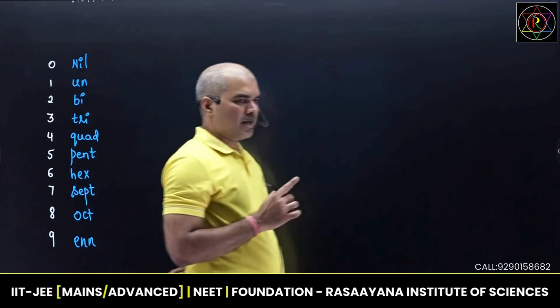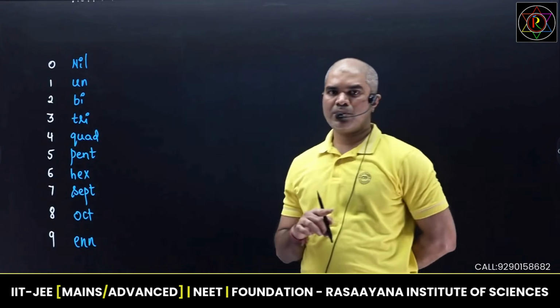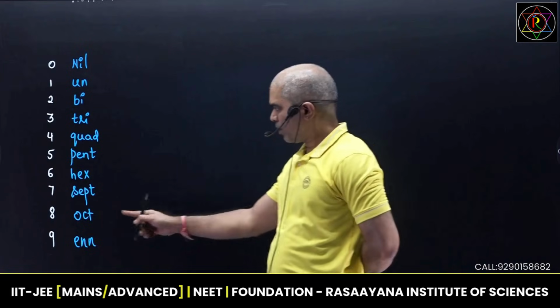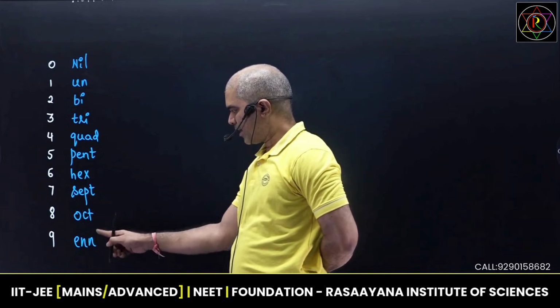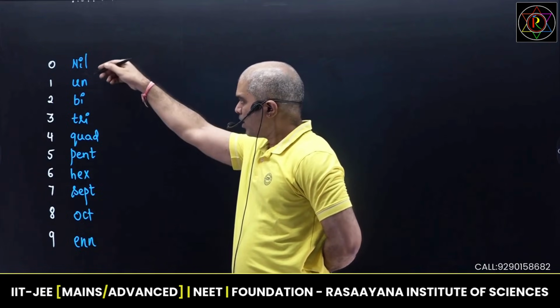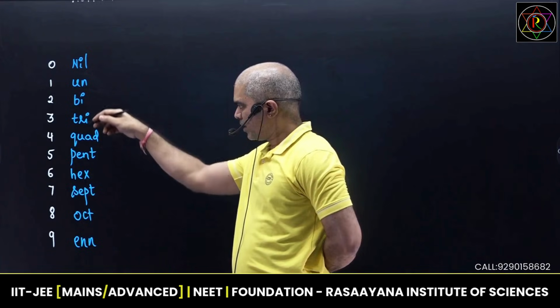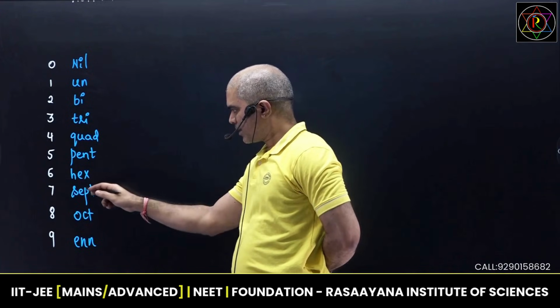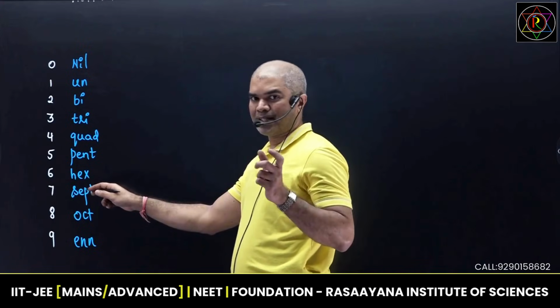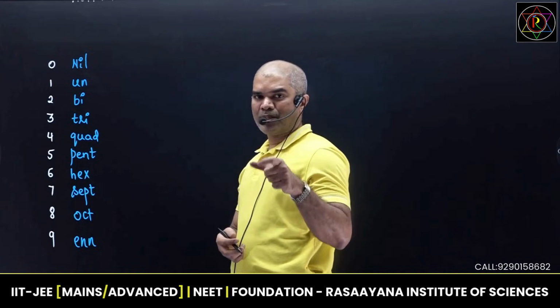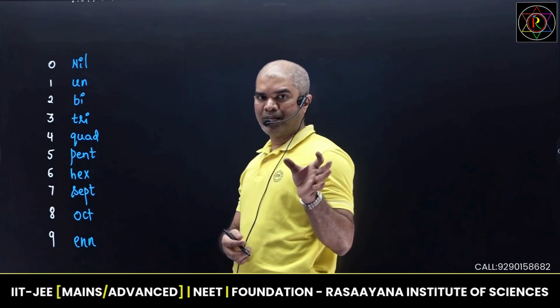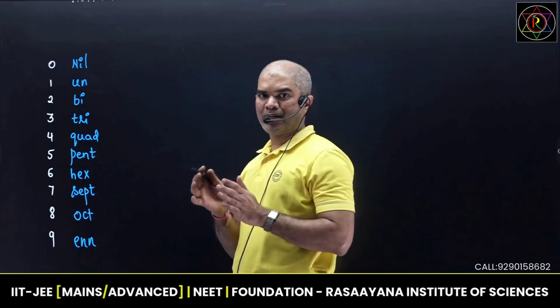Nonna is 9, ennea is also 9. So instead of taking nonna, they have considered n, e double n. Ennea is 9. Nil, un, bi, tri, quad, pent, hex. Instead of giving hept, 7 can also be like hept. In your organic chemistry, you will be getting it as 7 carbon chain heptane, 7 carbon alkane.